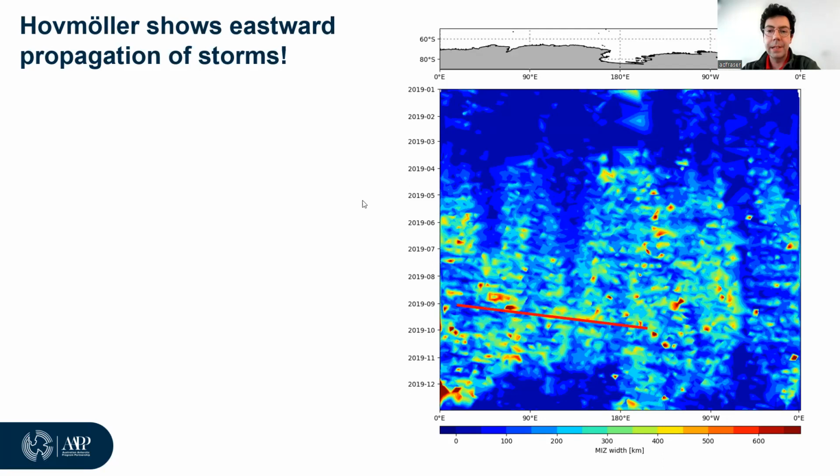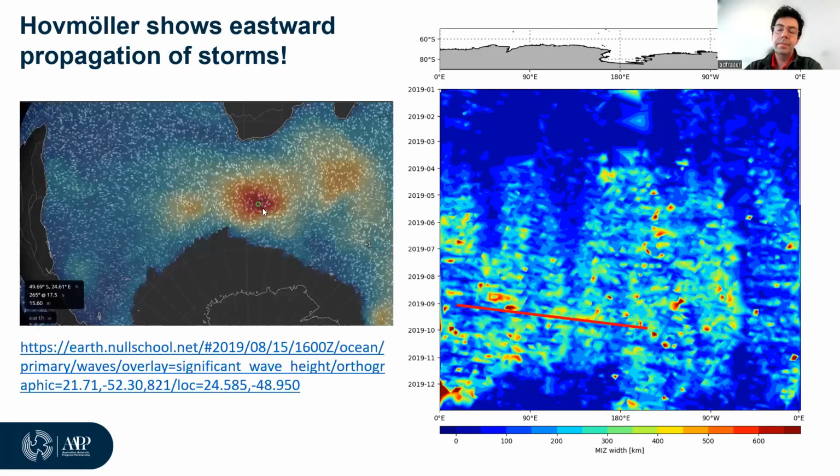We can actually load up great visualizations such as this Nullschool thing, and the date and time of this simulation just using the URL, and you can actually track these west to east as they propagate around the continent, bringing higher wave heights and higher ice penetration on their upstream eastern side. It's quite fun to do.